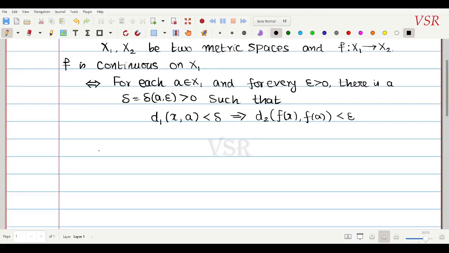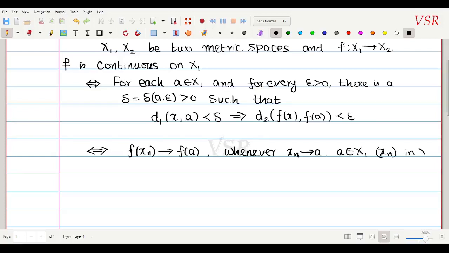And the second condition, this is equivalent to saying that f of xn converges to f of a whenever xn converges to a. Okay, where a belongs to capital X1, and this xn is a sequence in X1. Correct? So எப்போல்லாம் xn converges to a ஆக இருந்ததோ f of xn converges to f of a ஆக இருக்கும். If and only if.